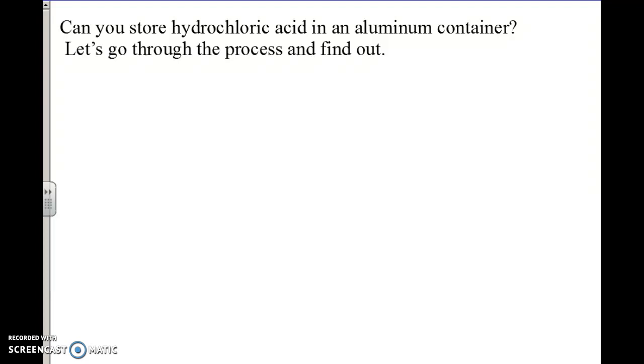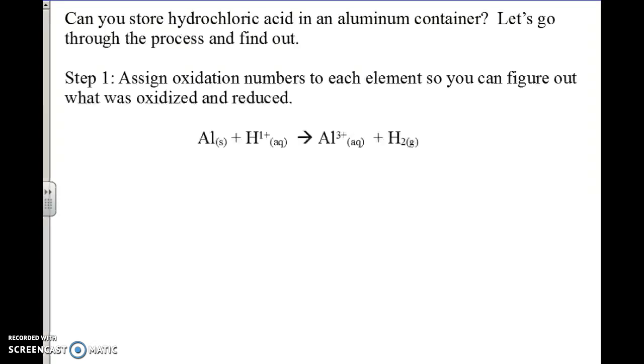So the question that we have is, can you store hydrochloric acid in an aluminum container? So why don't you take a second? Yes or no, your choice. And we'll go through the process to find out. So here we go, we're going to go through the process.